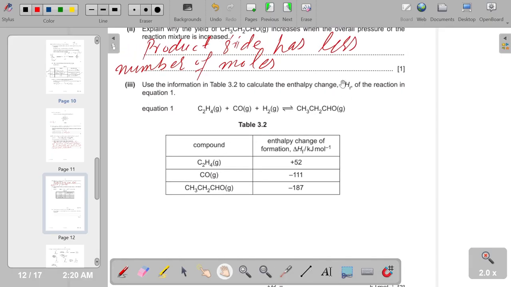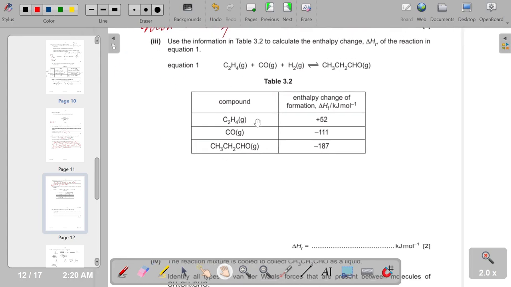So the next question is, now we need to find the enthalpy change, delta Hr, of the reaction in equation 1. So how can we figure it out? It's also easy, not difficult. When you find the enthalpy of formation, we need to write the reactants here, we will write the products here, and we will write their elements here, okay?